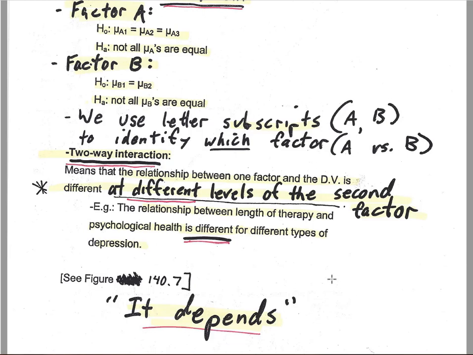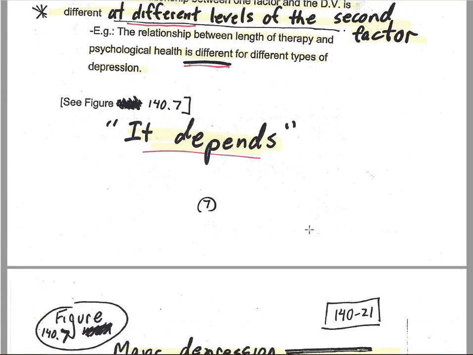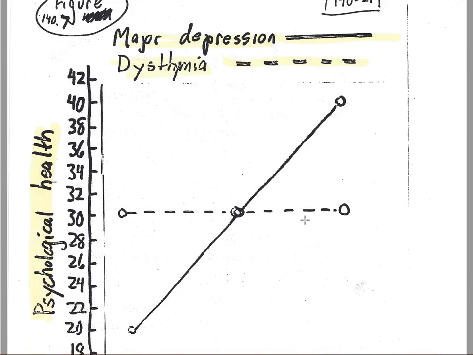Here are two words that I always want you to have in the back of your mind whenever you're thinking of interaction. Interaction essentially means it depends. Is there a relationship between factor A and the dependent variable? Well, it depends. It depends on which condition under factor B you're looking at. I will illustrate that with some pictures.